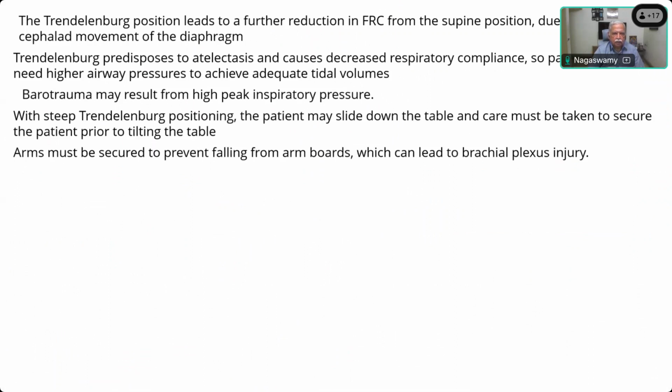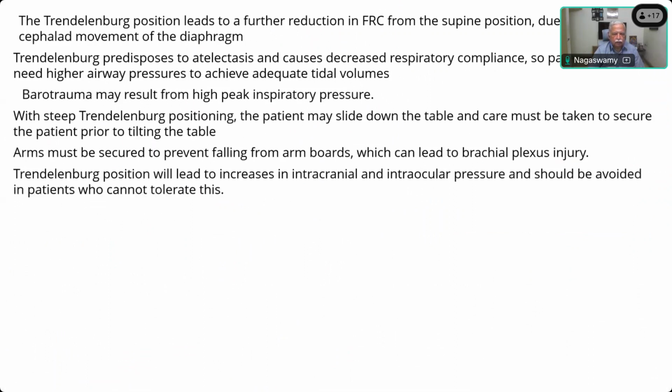And in steep Trendelenburg, the patient may slide off the table. So we must be careful in giving the support. And the arms must be secured to prevent falling. So usually they give a shoulder support, but make sure that it doesn't cause any pressure on the brachial plexus. And the Trendelenburg position will increase intracranial and intraocular pressure. So it should be avoided in patients who have glaucoma or raised ICP.